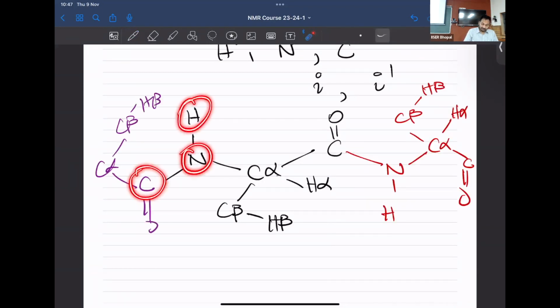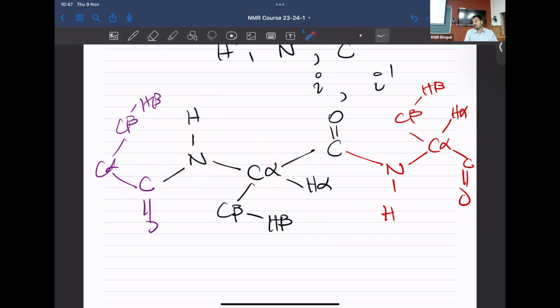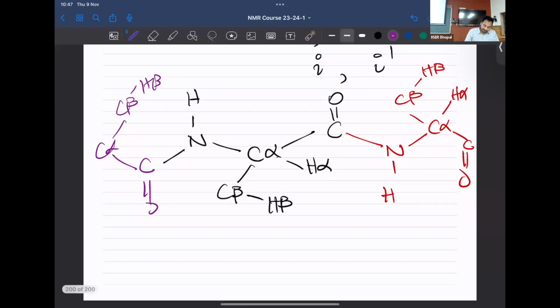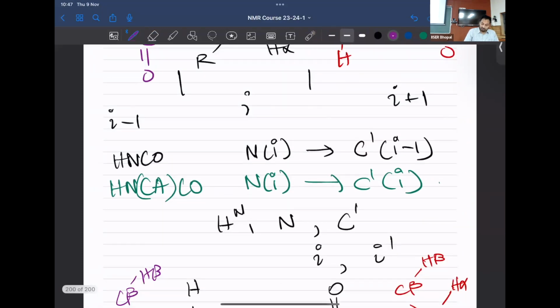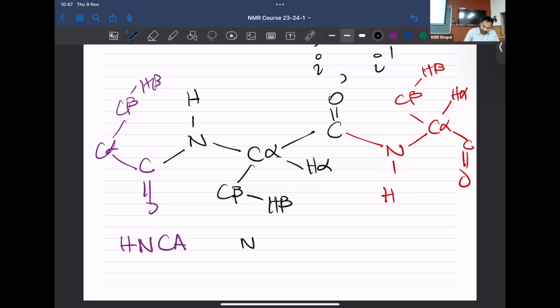Not just correlating the HNCO, you could also correlate the HNCA, which was the example that I gave yesterday. Unlike the HNCO, which only correlated the I to I-1 carbonyl, the HNCA will correlate the ith nitrogen to the C alpha of I and the C alpha of I-1. The same experiment will give you both. Okay? You don't have to stop there. You can do another experiment, which will be HNCOCA.